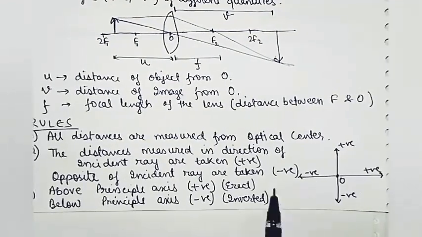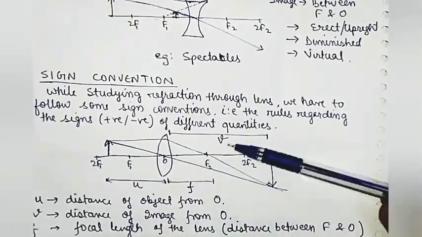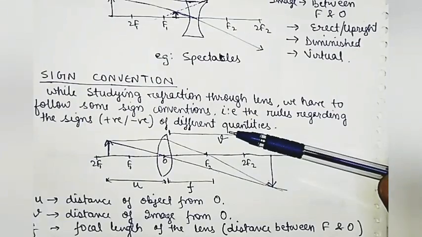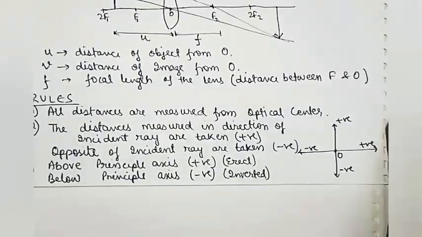In the principal axis, all the quantities that are above this principal axis are taken as positive, and below it are taken as negative. So these are the three rules. Pause the video and write them down.